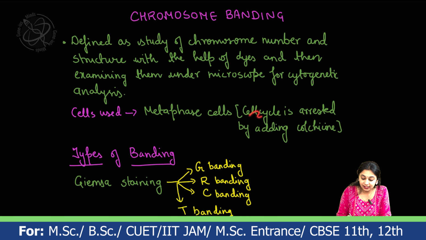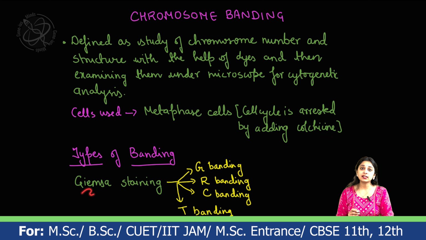Whenever the cells are in the metaphase stage, they are arrested by adding a chemical known as colchicine. As soon as you add this chemical, the spindle fiber which has to be formed just gets stopped, and the cell stage is arrested in metaphase. Then you are going to take up these cells for your identification process.